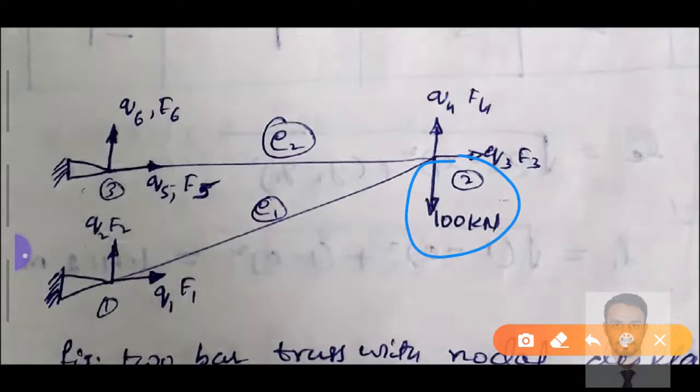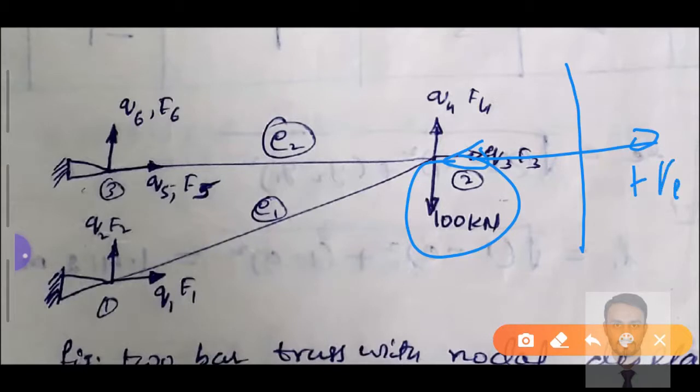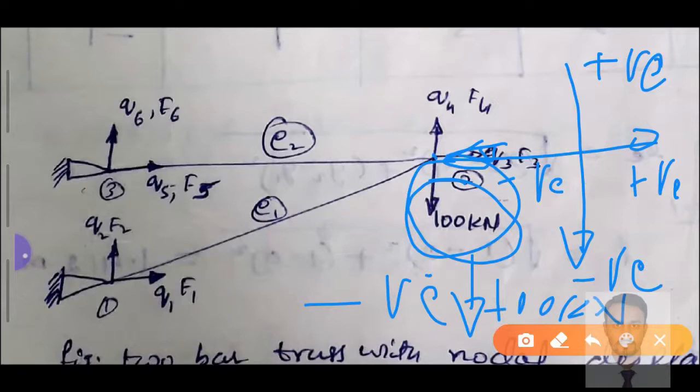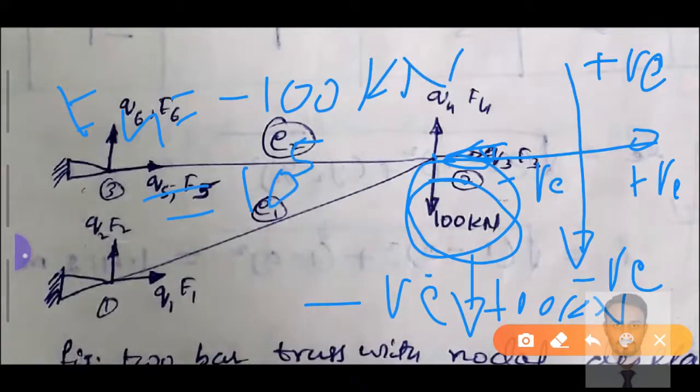The force we are representing in this direction is a positive force, and in the vertical direction this is also a positive force, while along the x direction this is a negative force, and this one is negative. So in the given condition, the force applied at node number 2 is a negative force, vertically downward, 100 kilonewton, minus 100 kilonewton. That means F4 is equal to minus 100 kilonewton, which is equal to minus 10 to the power of 5 newton.